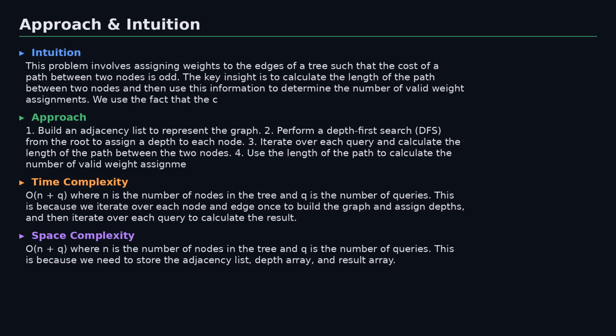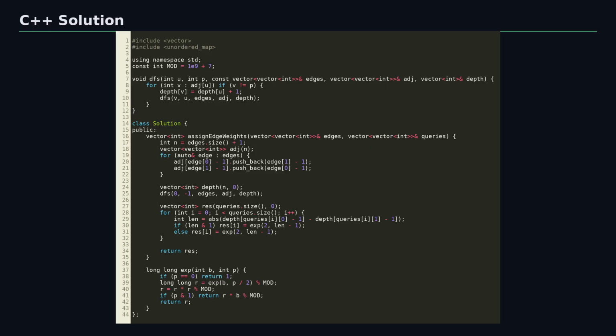So, how do we approach this problem? First, we build an adjacency list to represent the graph. Then, we perform a depth-first search from the root to assign a depth to each node. This gives us the length of the path between each pair of nodes. Next, we iterate over each query and calculate the length of the path between the two nodes. Finally, we use this length to calculate the number of valid weight assignments. If the length is even, there are 2 to the power of len-1 valid assignments. If the length is odd, there are also 2 to the power of len-1 valid assignments.